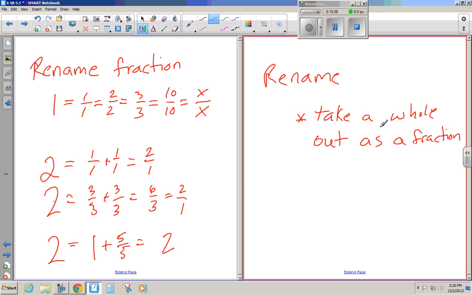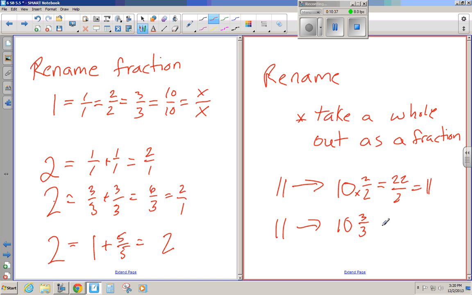All right, so you're going to take a whole number out as a fraction. So 11 can be converted to 10 and 2 halves. All right, and think about it. 2 times 10 is 20. 20 plus 2 is 22. 22 over 2 is 11. I could make 11 into 10 and 3/3 because 3 times 10 is 30 plus 3 is 33 over 3, which is 11.